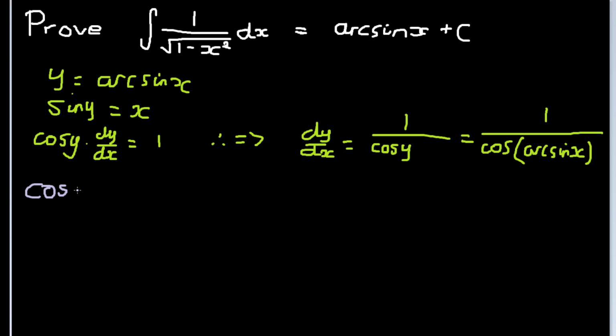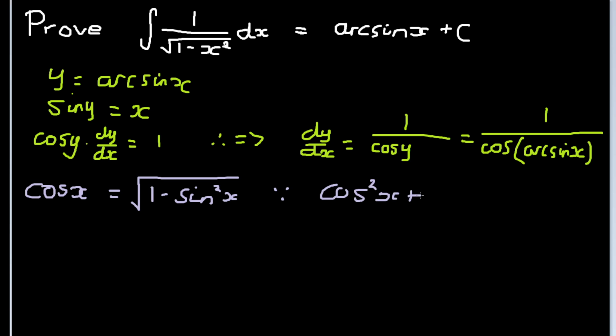Cosine of x is equal to the square root of 1 minus sine squared x, because cosine squared x plus sine squared x is equal to 1. Now this isn't always true, because this right here can only take positive values because this is the square root. Whereas cosine x can take positive and negative values, specifically between negative 1 and 1.